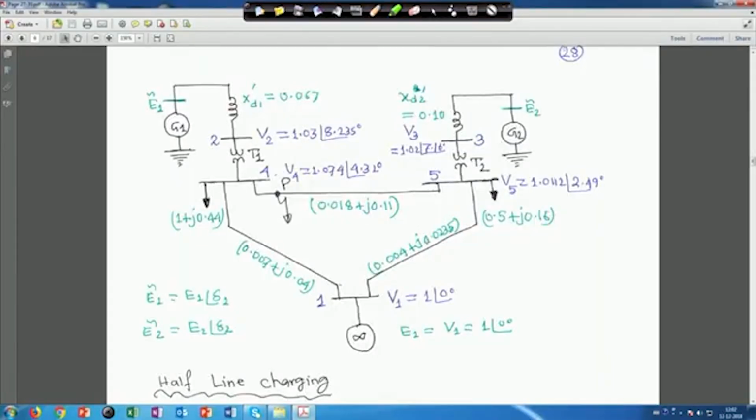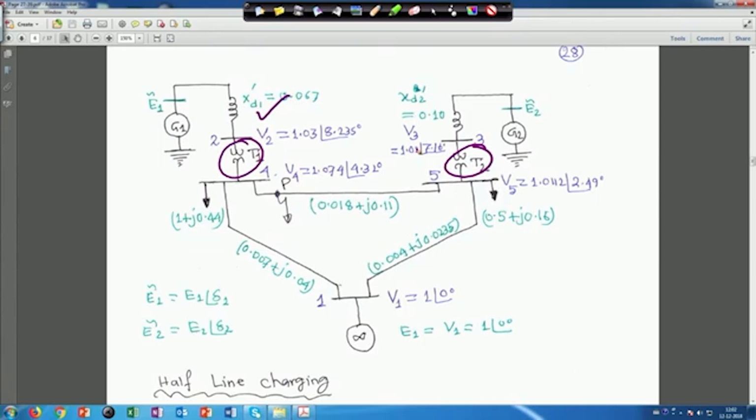Okay, so we are back again. In the previous lecture, we started with this example. This is a 5 bus problem, with generators, and one transformer is there here and here. Two transformers are there. So, previous examples we have not considered the transformers.